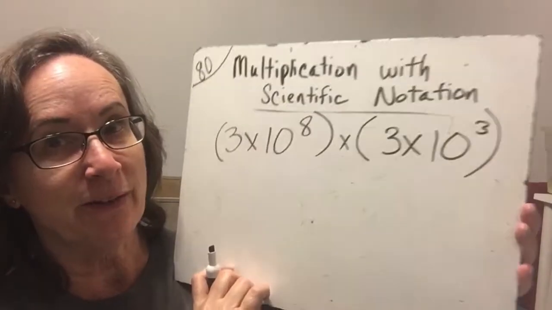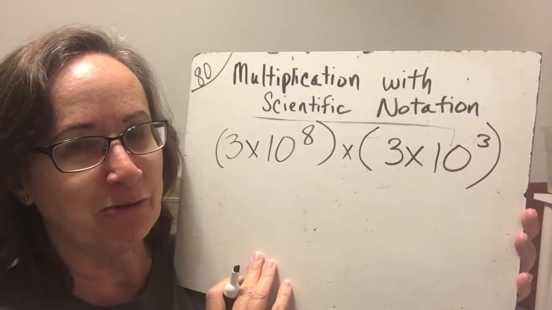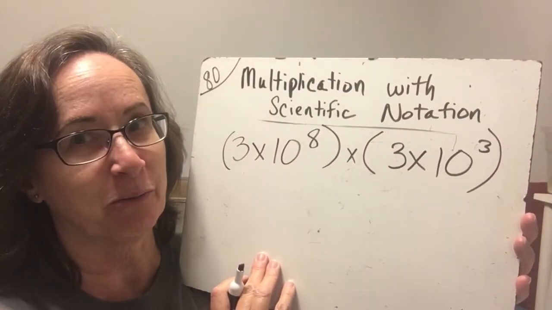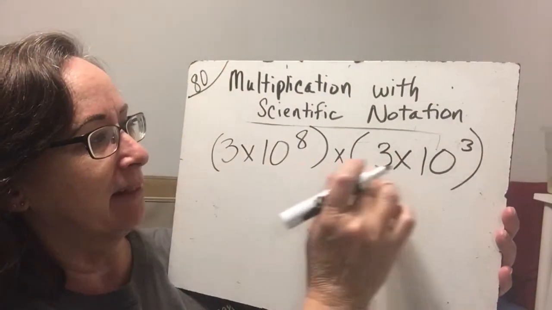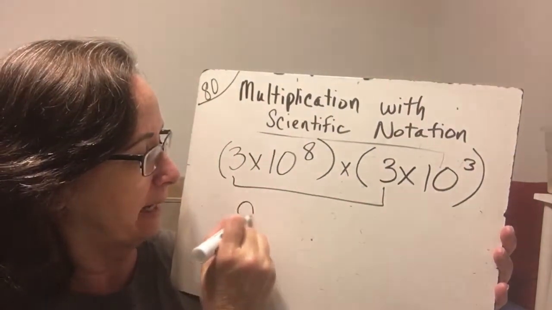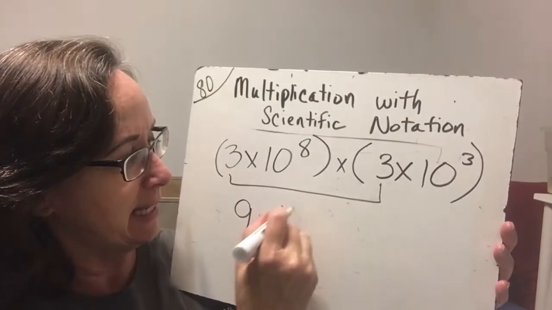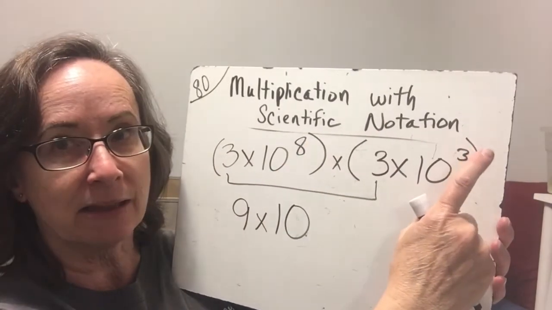Okay, so we're going to do this in scientific notation, and we're going to do it in standard form, but hopefully after that you're going to realize scientific notation form is faster. So we're going to take the 3 times the 3, we do the numbers together first. 3 times 3 is 9, times 10, and then 8 plus 3.